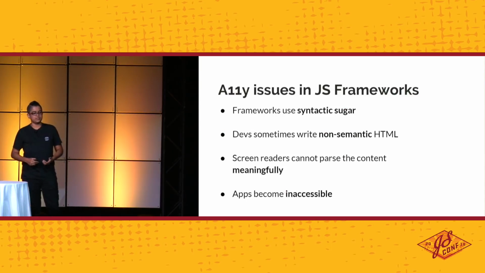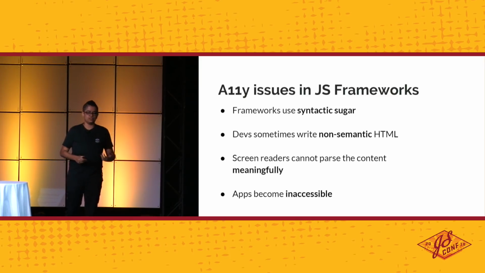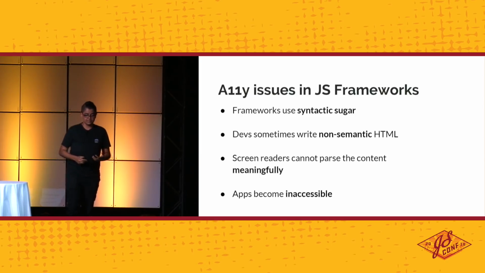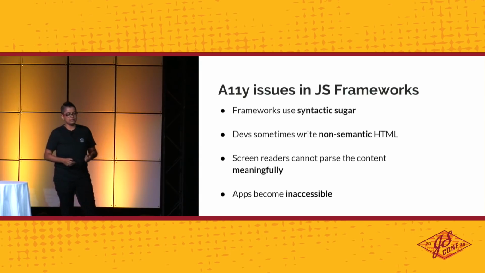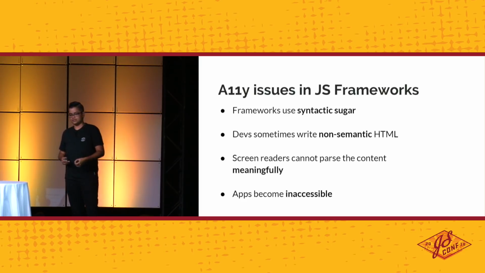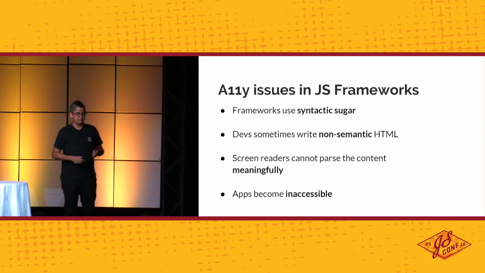So what kind of issues occur when we are using JS frameworks? Frameworks like React typically use syntactic sugar to create apps. Syntactic sugar means that they're not pure HTML. Due to this, developers sometimes end up writing non-semantic HTML. Now, tools like screen readers are not able to parse non-semantic content meaningfully.